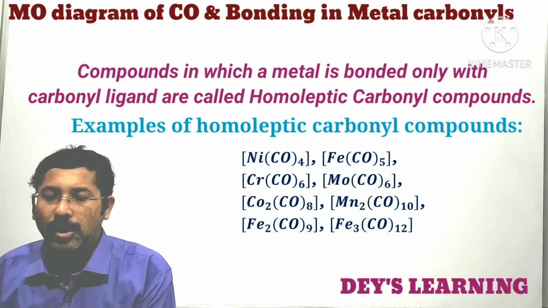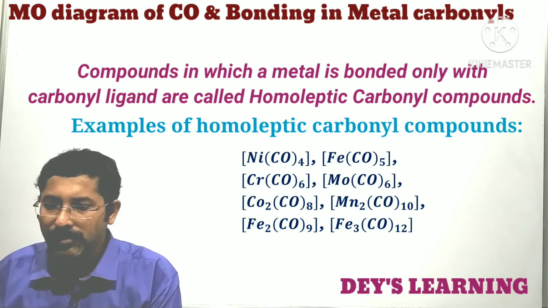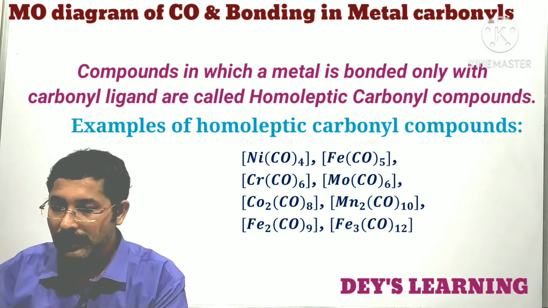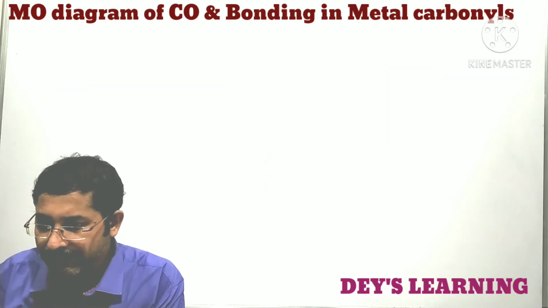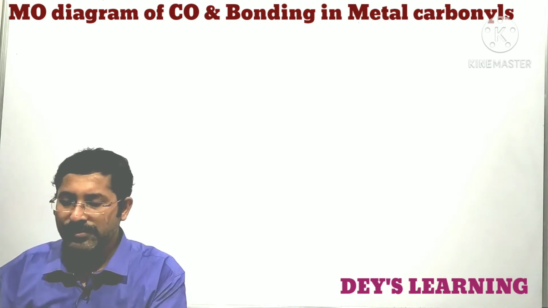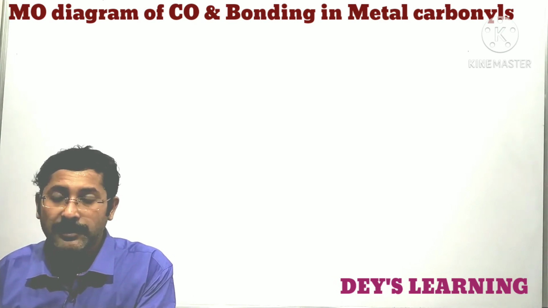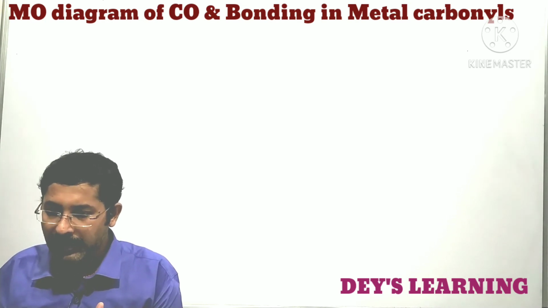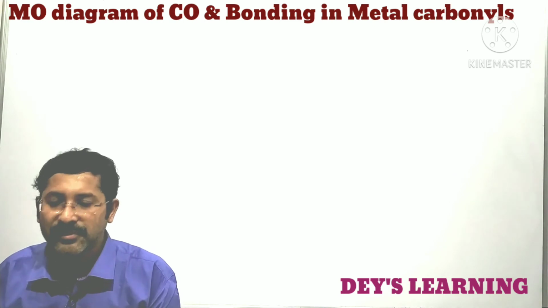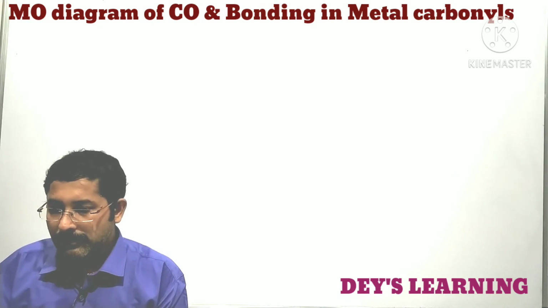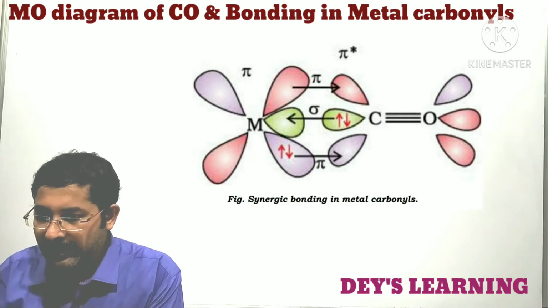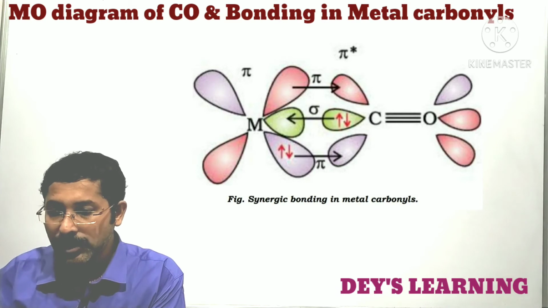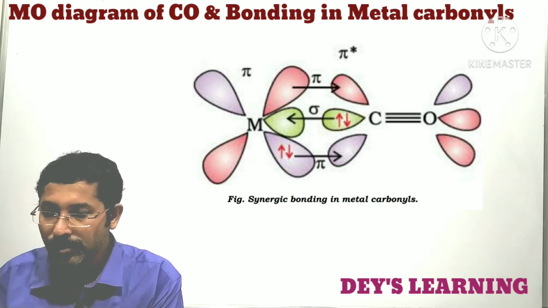So the bonding in these compounds can be well explained by this molecular orbital diagram. I have written it in this way here. The bonding of carbon monoxide with the d block metals can be represented by this diagram. Take a close look here. This lone pair of carbon is donated to the vacant orbital of the metal to form a sigma bond.